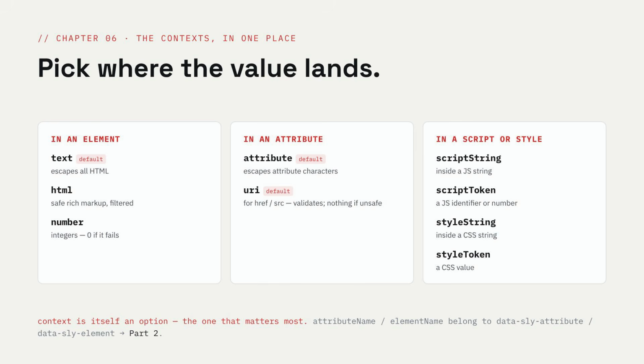One important thing to remember, context is itself an HTL option. You normally don't need to specify it because HTL already knows the context from where the expression is used. You specify a context when you need to override the default. So the pattern is simple. HTL chooses the protection based on where the value lands. You specify a context when you intentionally need something different.